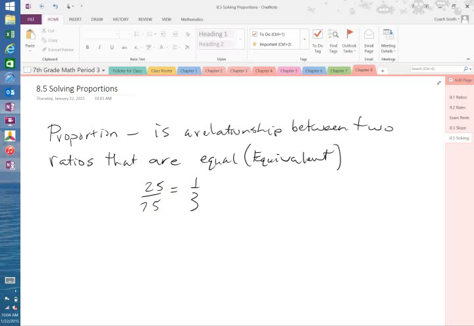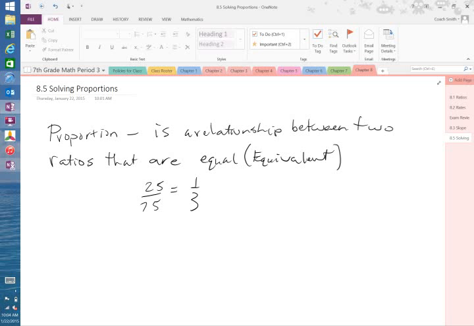That's two fractions. What do we also know? Fractions can be ratios. So that's two ratios that are equal to each other or equivalent. I use the word equal and equivalent because in your proportion you will have an equal sign. So they are equal, but they're not equal in the sense that both ratios have exactly the same numbers. They're equal in the sense that they're equivalent.